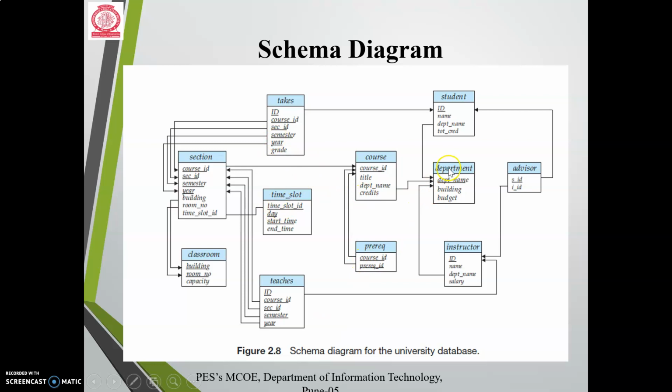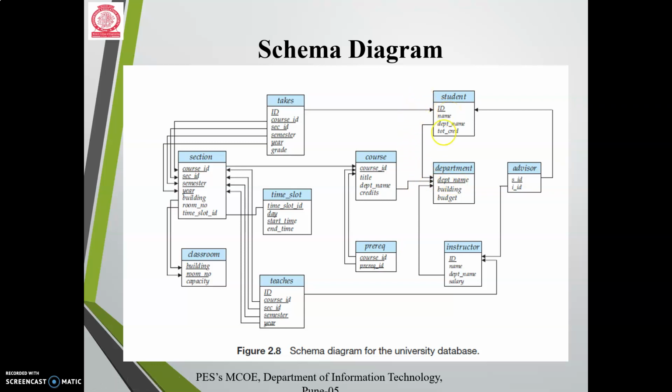So department is the first table which is to be created. If you will see, department has department name as a primary key, and that department name is referred in the student table, in the course table, in the instructor table. So here you can see arrow is shown from the student table to department table. That is nothing but department name is acting as a primary key which is referred in the student table as a foreign key.